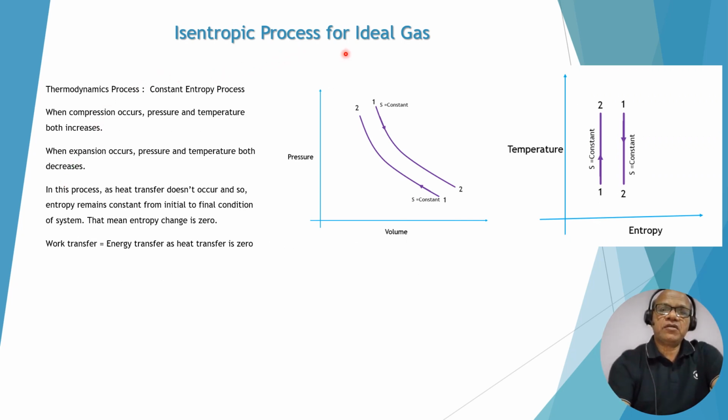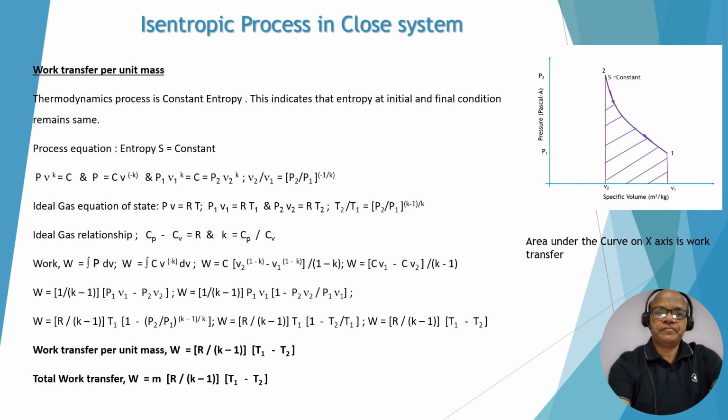For the isentropic process of an ideal gas, on the PV diagram, 1 to 2 is a compression process, and here 1 to 2 is an expansion process. On the TS diagram, entropy remains constant between 1 and 2. When compression occurs, pressure and temperature increase. When expansion occurs, pressure and temperature both decrease. There is no heat transfer in isentropic processes, so entropy remains constant.